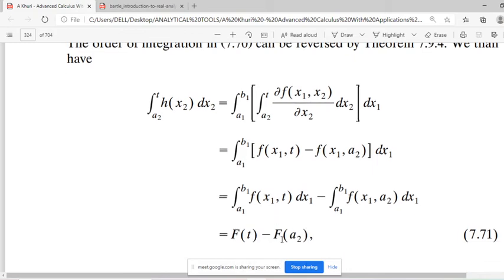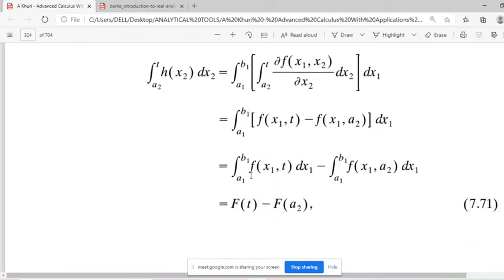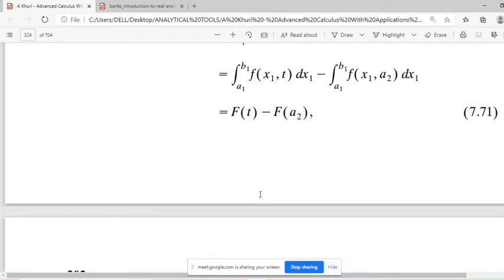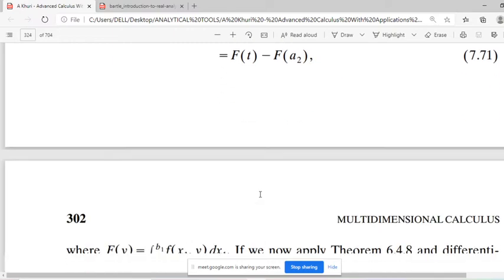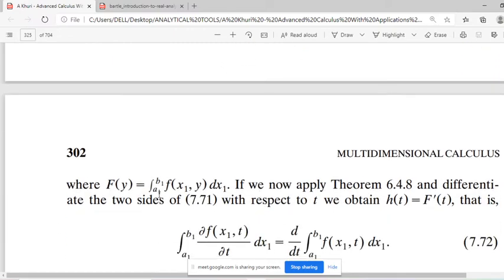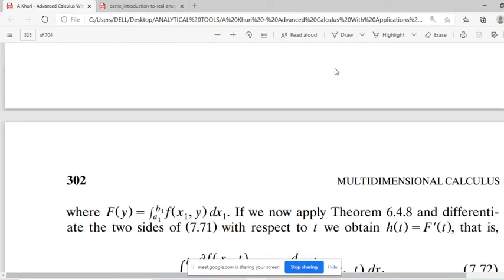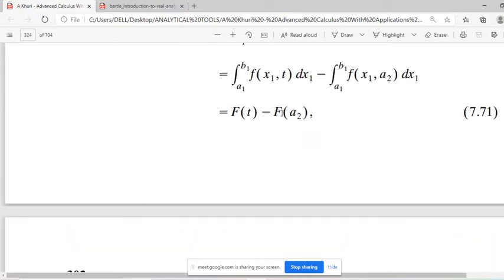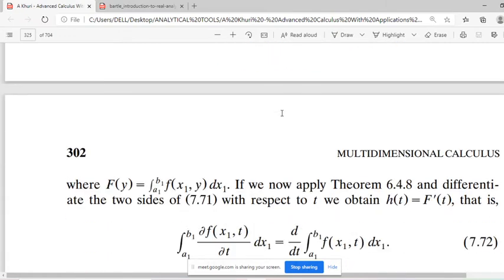So that can be separated into two functions: integral a1 to b1 of f of x1 comma t dx1 minus integral a1 to b1 of f of x1 comma a2 dx1. That is f of t minus f of a2, where f of y is equal to the integral a1 to b1 of f of x1 comma y dx. This is only notation, as we have seen in the fundamental theorem.